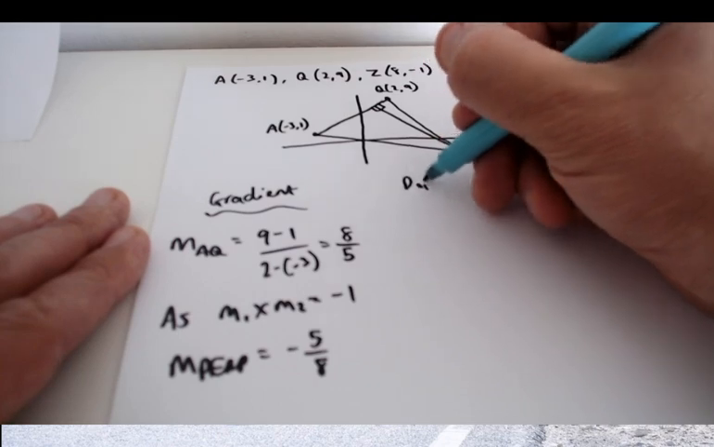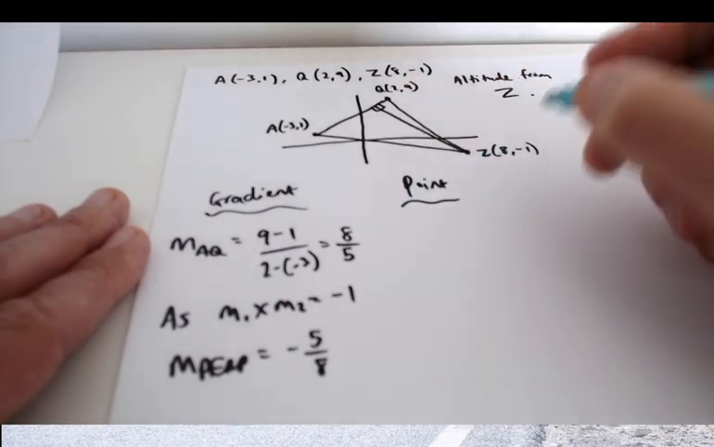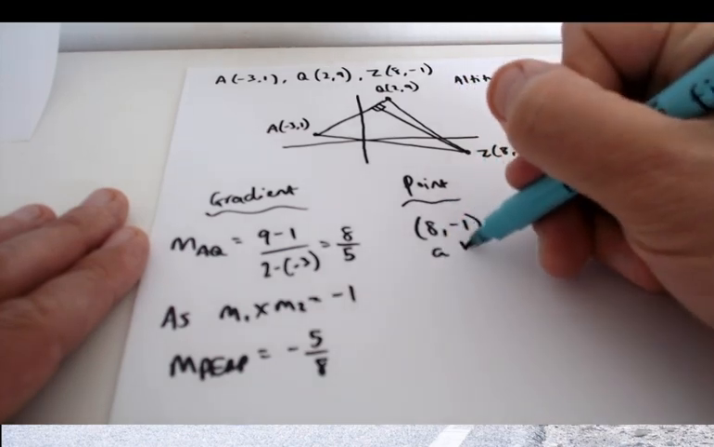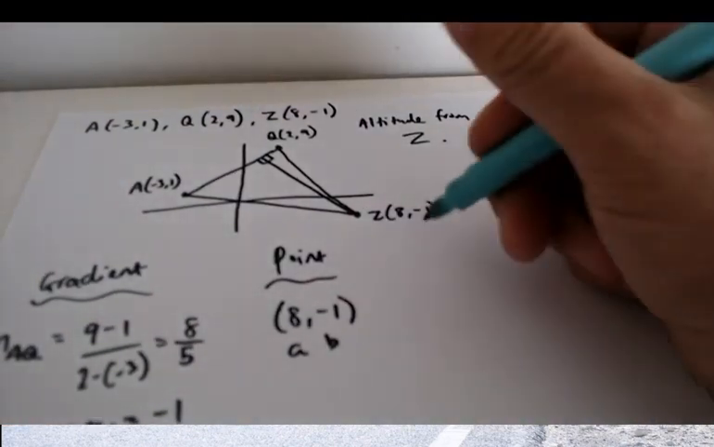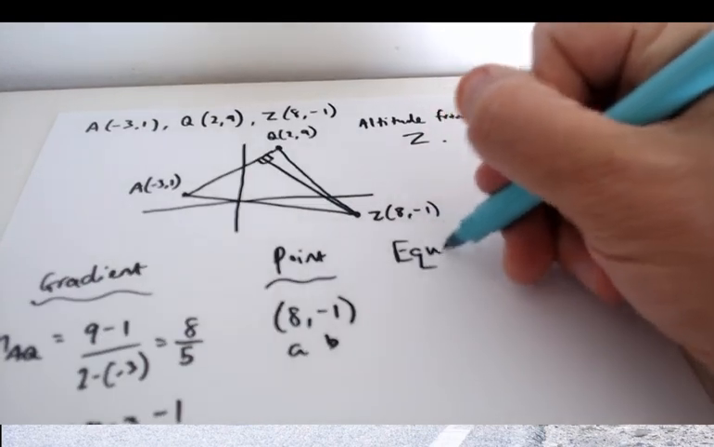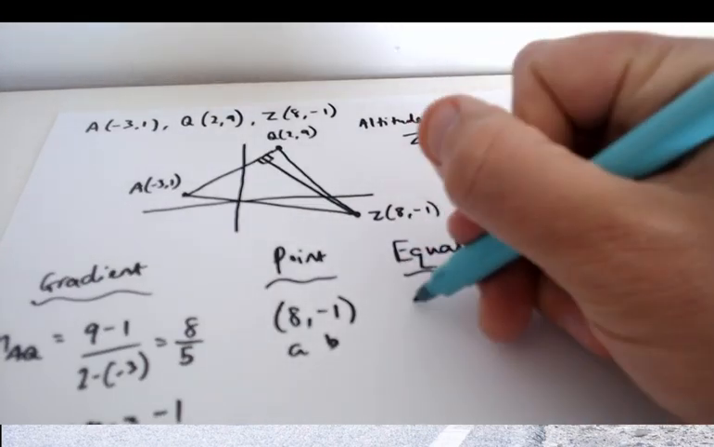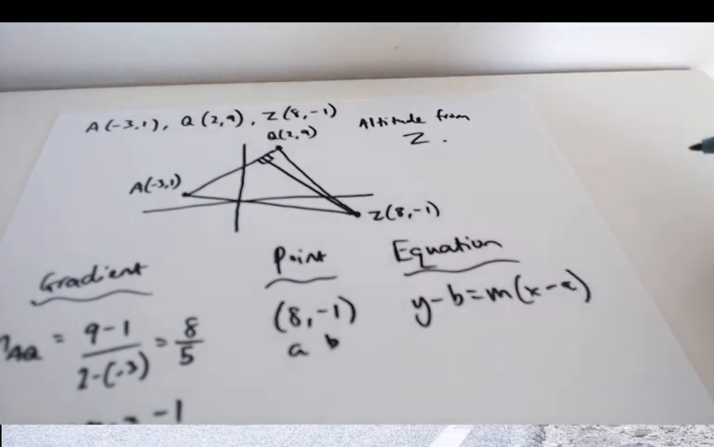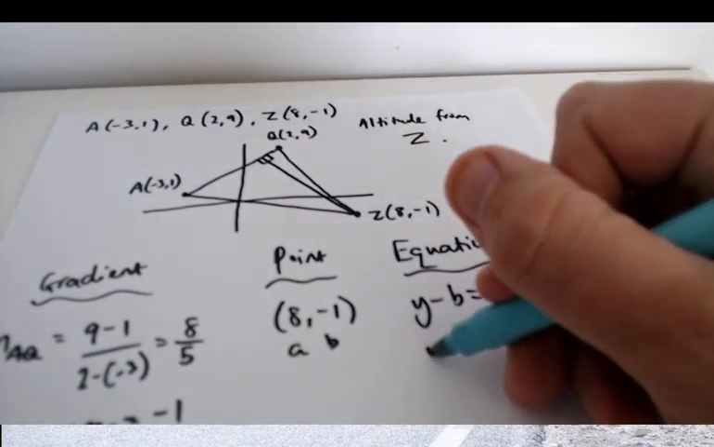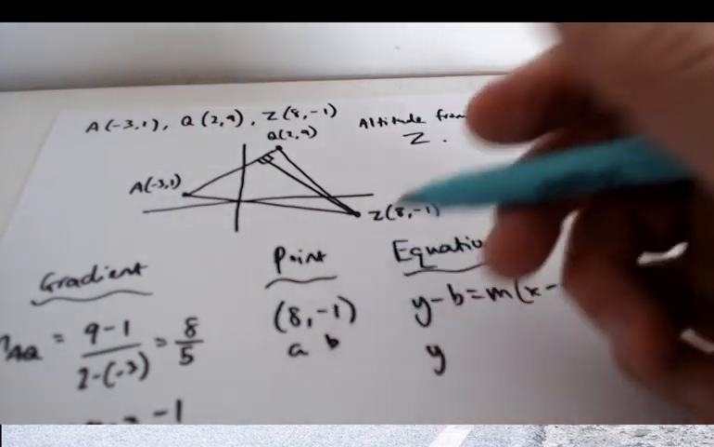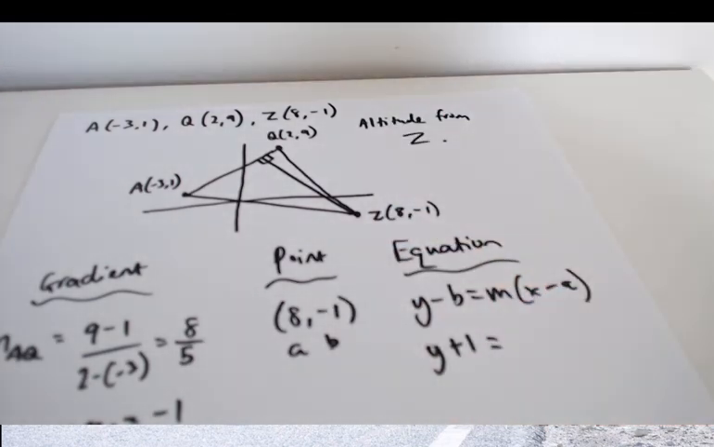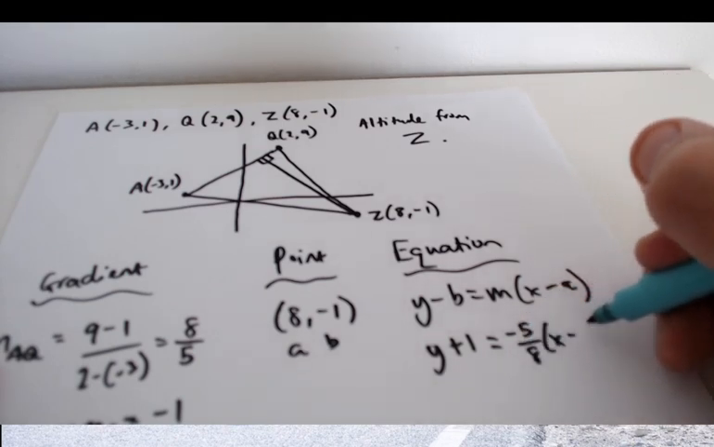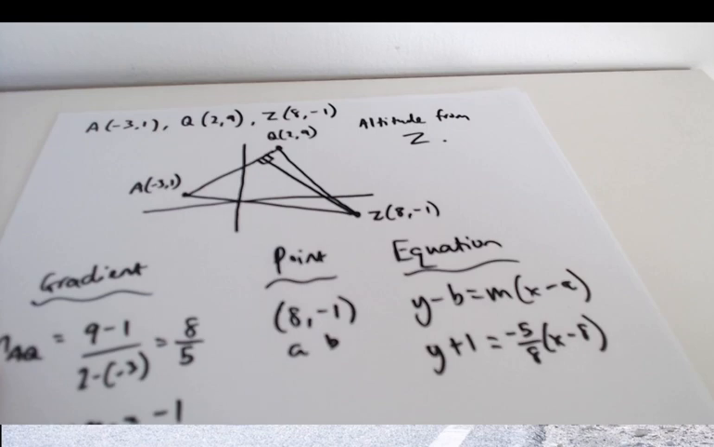So I've got the gradient of my new line. I need a point. It's the altitude from Z. So the point that I'm using is Z. And now I can go to my equation. Good old equation formula. Pop in my numbers. Again, it's going to be y take away minus 1, so I'm just going to go straight to y add 1. I've got minus 5/8 as my gradient and 8 for that point there.